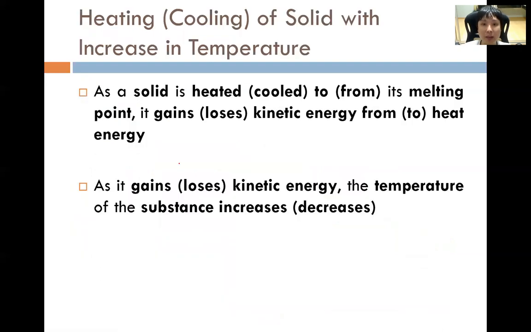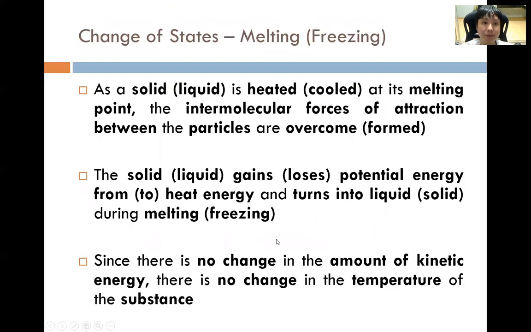Okay, so as the solid is heated, from its melting point, it gains kinetic energy from heat energy, and as it gains kinetic energy, the temperature of the substance will increase. So this is basically just a summary of what I've explained from the heating curve and cooling curve. Okay, so during melting, as the solid is heated, the intermolecular forces of attraction between the particles are overcome, and the solid will gain potential energy from the heat energy that's supplied, and it will turn into the liquid state. Since there is no change in the amount of kinetic energy, there is no change in the temperature of the substance.